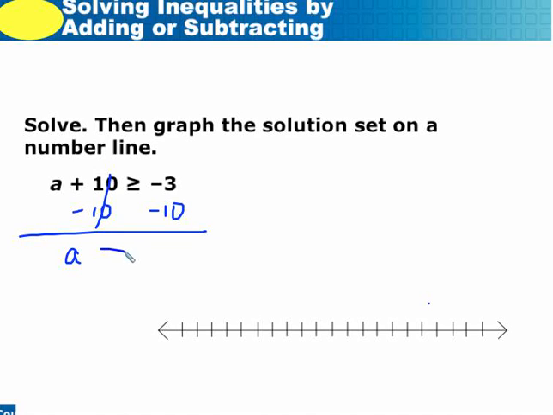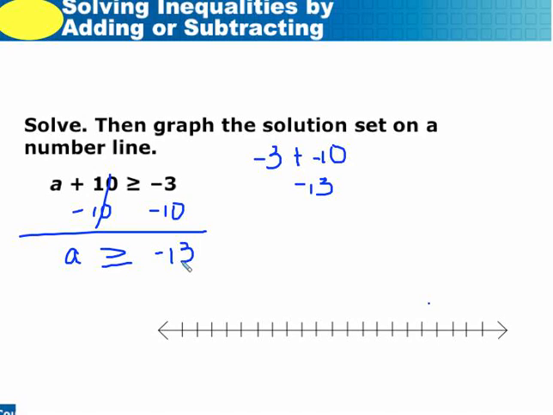That's going to give me a is greater than or equal to, well, I know that -3 minus 10 can be solved the same way as -3 plus -10, which is -13. So a is greater than or equal to -13. So I have a solution of multiple solutions. So I go to graph this.